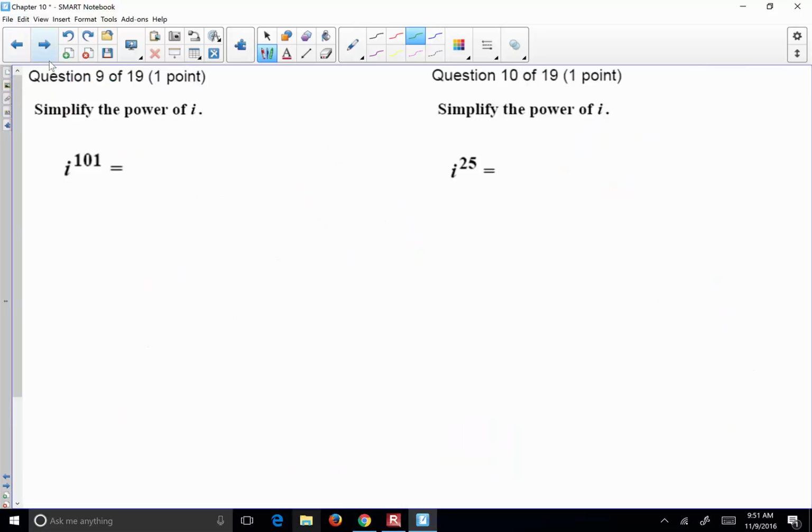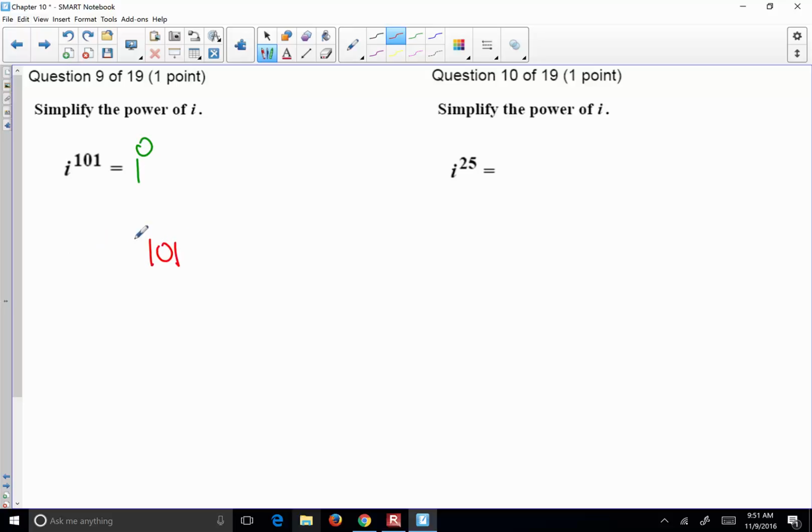Alright, next. You do i to the 101. First right answer gets credit. Come on, 101. You can even do this in your head. Divide by 4, check the remainder, and pick the value. What? i. Do you agree?